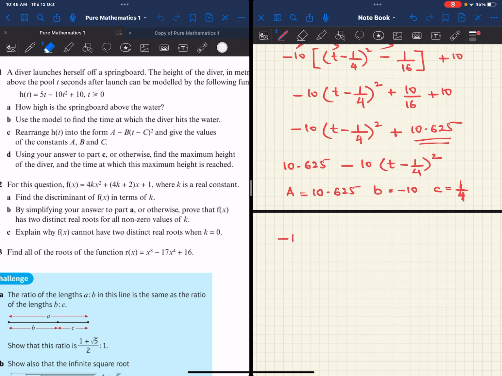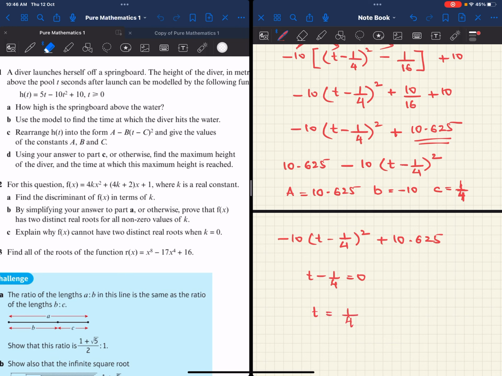We have minus 10 into (t minus a quarter) squared plus 10.625. So the maximum or the minimum is represented by coordinates. To find the x coordinate, take this bracket and equate it to 0. So t minus a quarter is equal to 0. Therefore t is equal to 1/4.